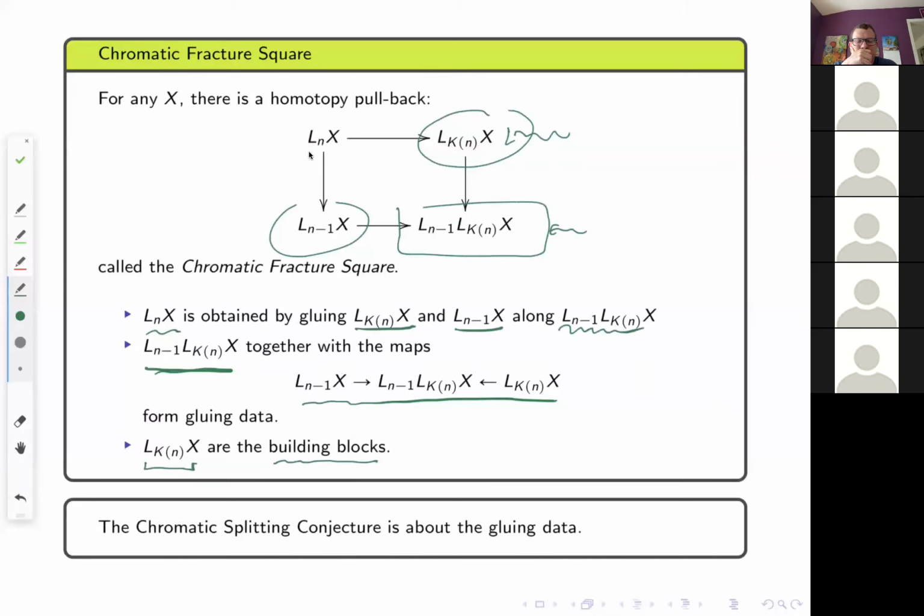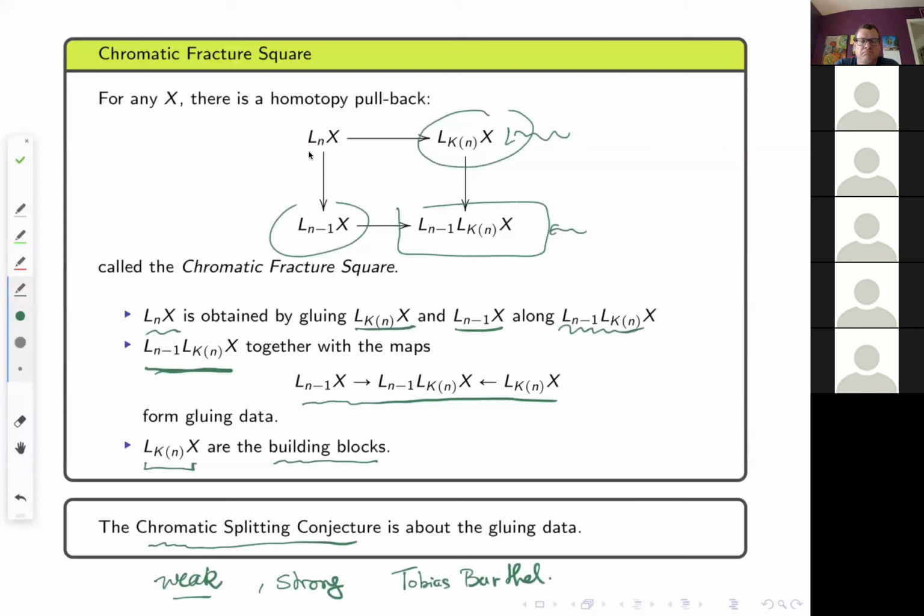Now, the chromatic splitting conjecture is a conjecture made by Mike Hopkins, and it's about the gluing data. Today, I will only have the chance to tell you about the weak chromatic splitting conjecture. There's also a strong chromatic splitting conjecture. This is a beautiful conjecture. A place to dive in to learn more about it is a little note by Tobias Barthel. There's a link on my website, and it'll be clear by the title: Telescoping Chromatic Survey.